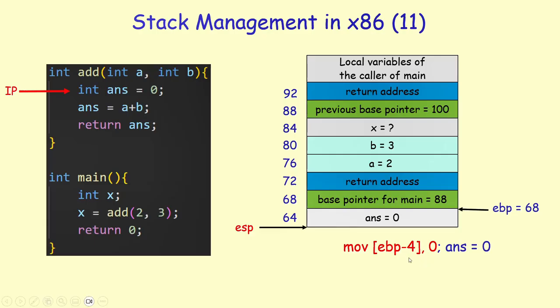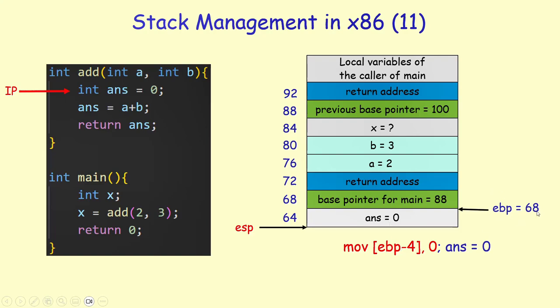So why EBP minus 4 to refer to the local variable ANS? If you think about it, the base pointer EBP is pointing to the base of the call frame for the function that we are executing, which is add in this case. And the first local variable will be stored 4 bytes down from the base pointer. That's why EBP minus 4 would be the address of the local variable. And you can see it in this example.